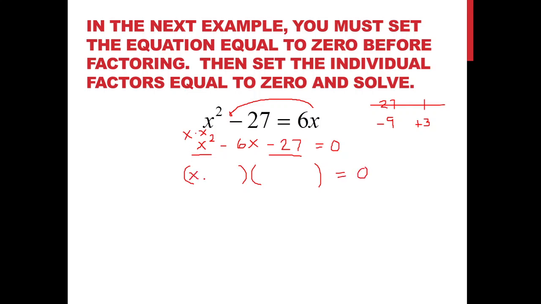1x here, next x here, 9 here. It doesn't matter where you place the 9 and 3, as long as the signs of those factors are correct. Now you have the factors of x squared minus 6x minus 27 as the quantity x minus 9 times the quantity x plus 3.